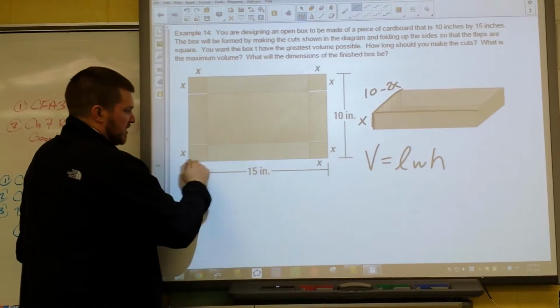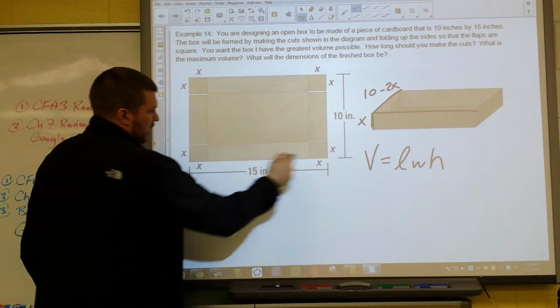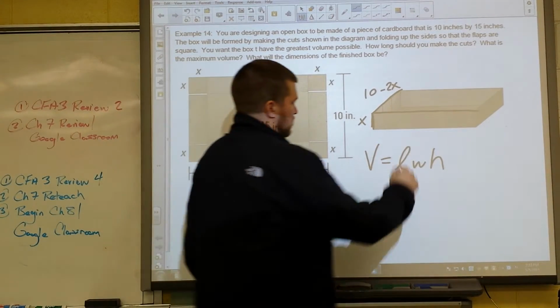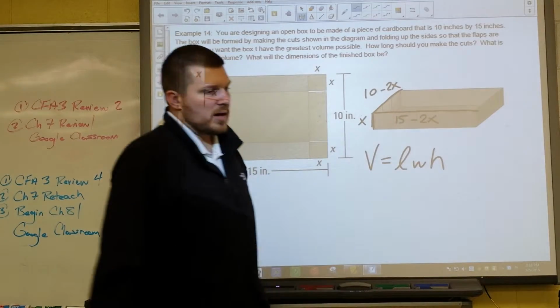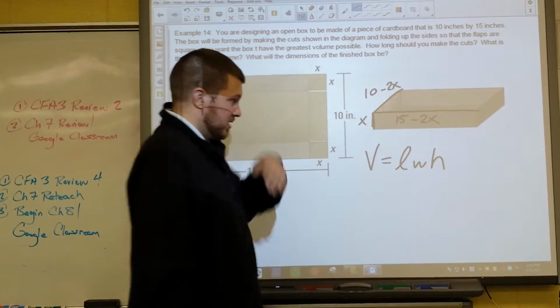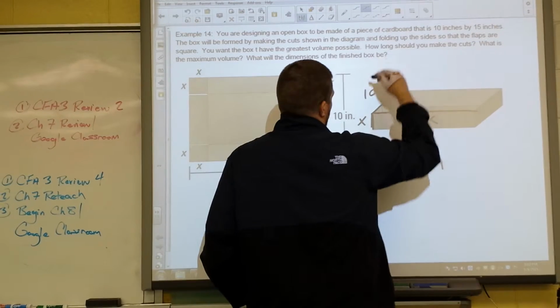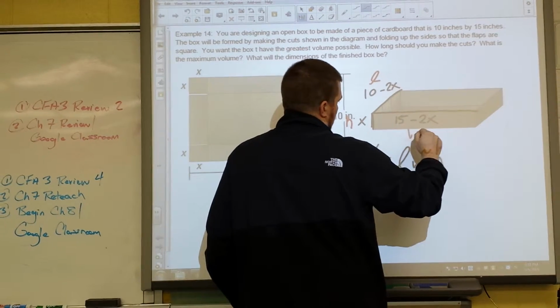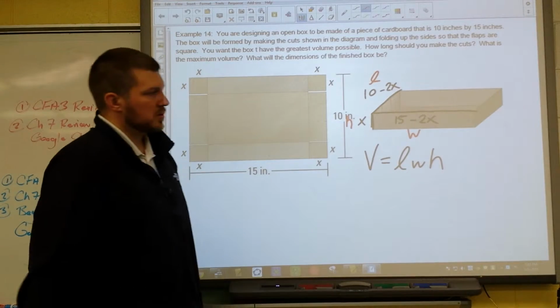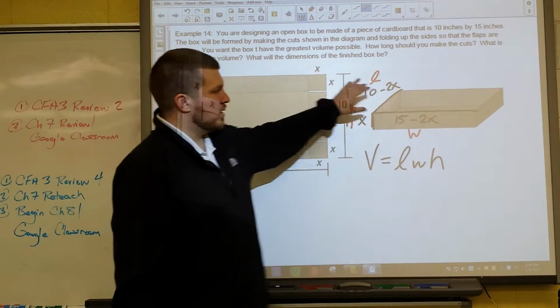We have 15, but then we're taking out this square and this square. So 15 minus 2x. Now, it doesn't really matter what I call length, width, and height. That doesn't matter at all. But I'm just going to go ahead and call this one the height, the length, and the width. If you want to label yours a little bit differently, that's fine, but you've got to have it beside the correct dimensions.